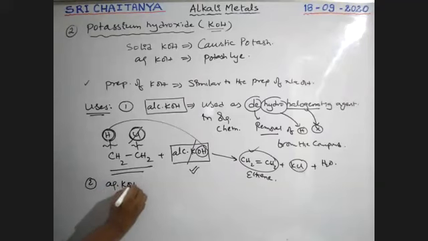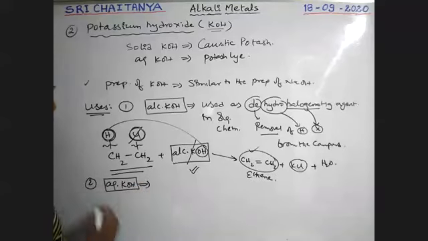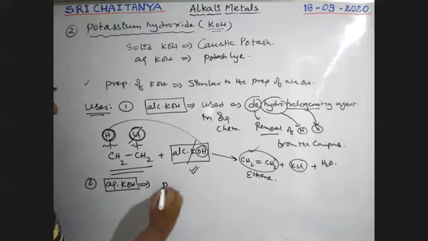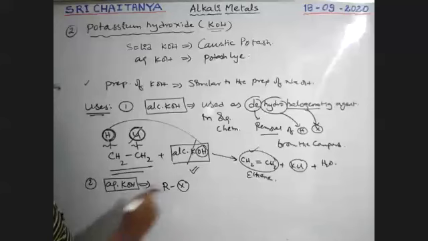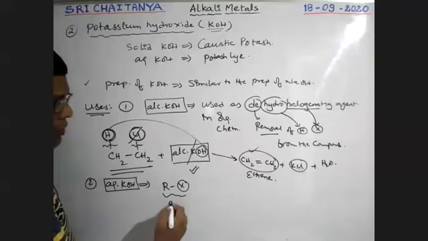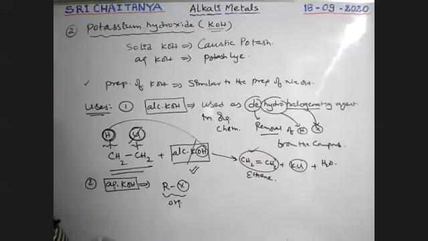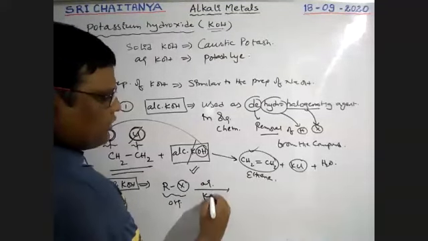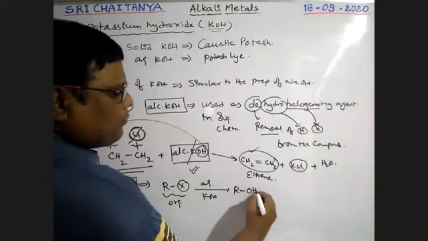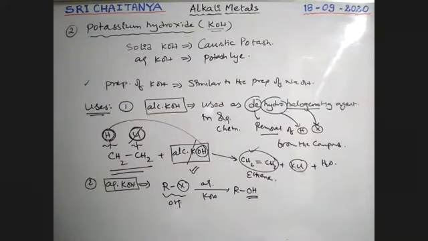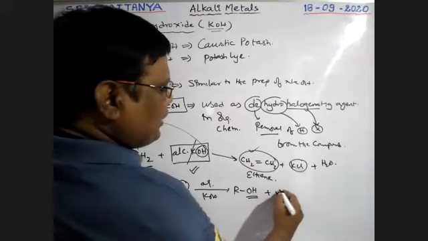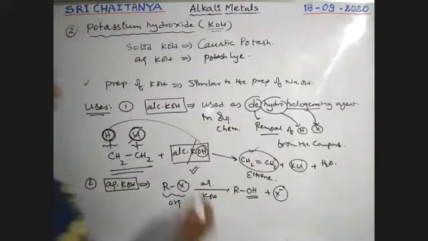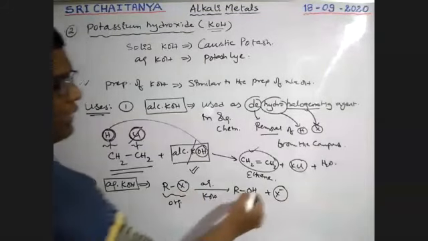Aqueous KOH. This aqueous KOH means that in organic compounds, wherever halogen is there, if aqueous KOH is used, that halogen is replaced with OH and X minus ion comes out. That means the halogen compound is converted into alcohol.